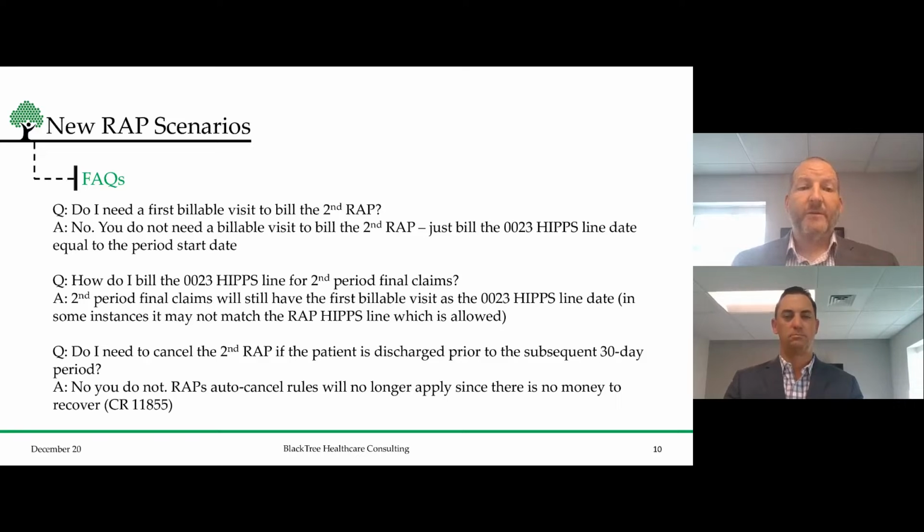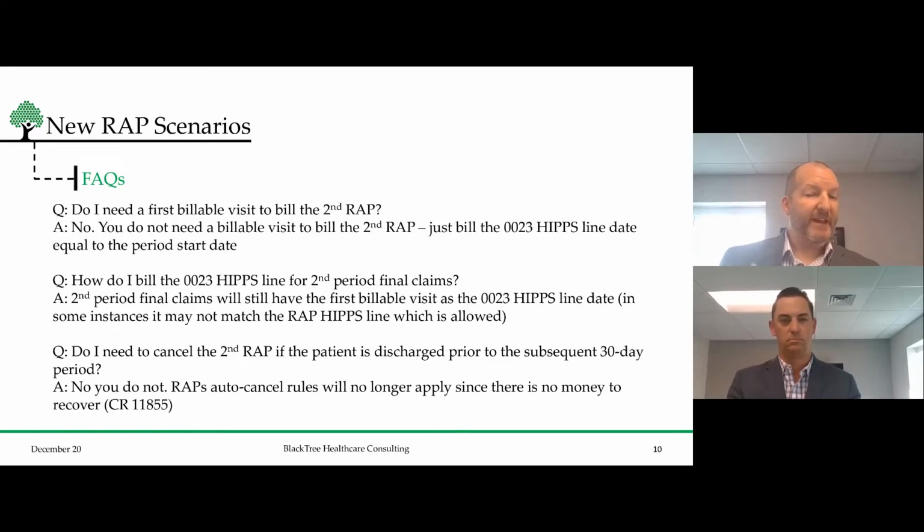How that's going to work from a logistics standpoint: you have that 0023 HIPS code line, which is on the claim. How that works today is that's going to be your first billable visit for your wrap. In the new model starting in 2021, that 0023 HIPS code line is always going to be equal to the period start date. So in that example I just listed, your 0023 HIPS code line would actually be 1/31.